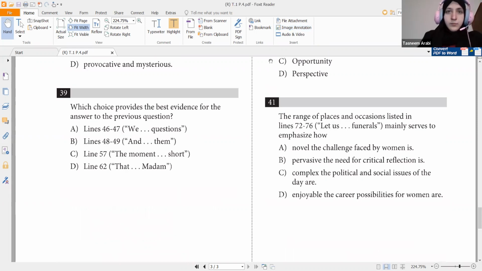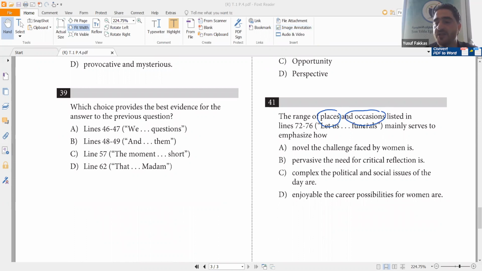Welcome. The last question. We're not going to go back to the passage. If you remember last time, we said that at the end, she mentioned many different places and occasions. She kept saying, let's think here, let's think there, let's think on omnibuses, in funerals, in weddings. So what is she trying to emphasize? That's a function question. They gave us half of the answer, because usually the question should end with "mainly serves to." They gave us the first half: she was trying to emphasize something. Now we should get the other half.